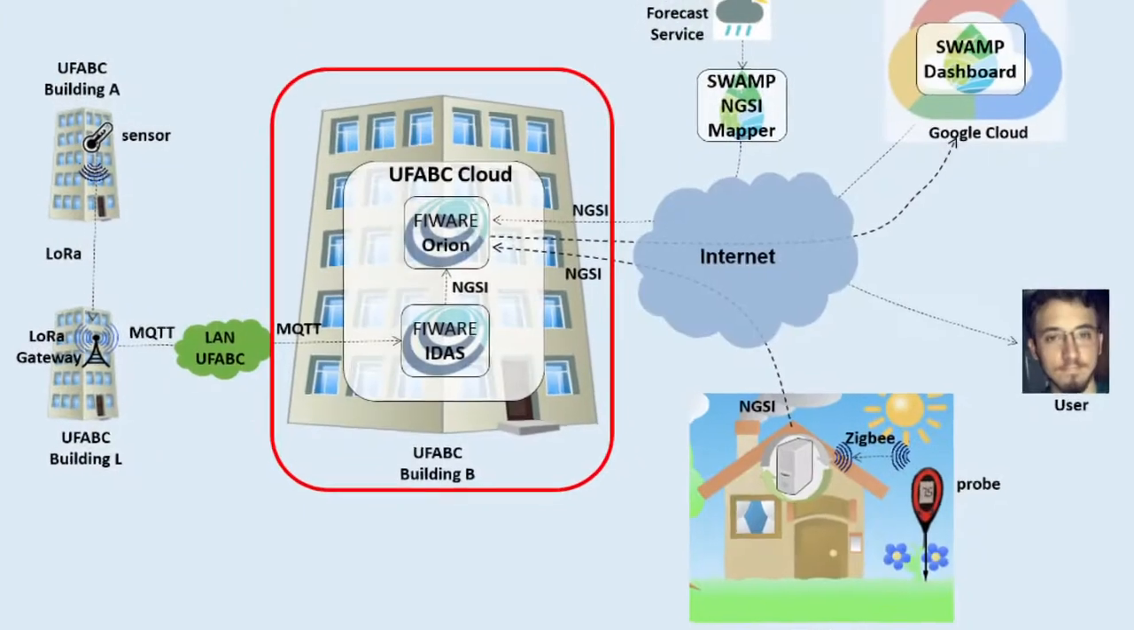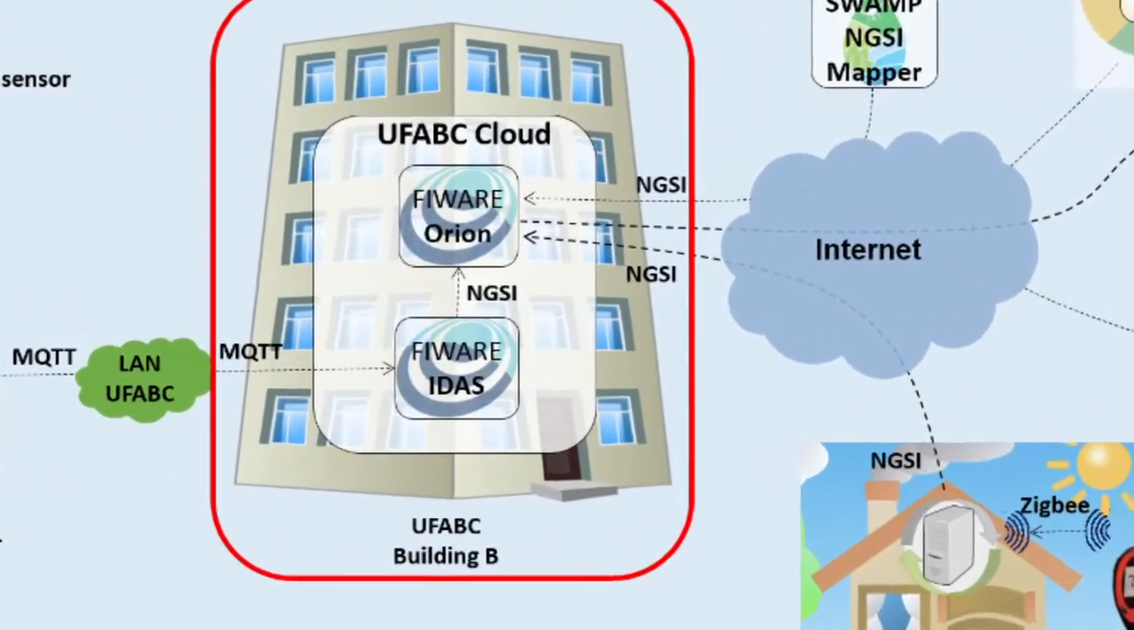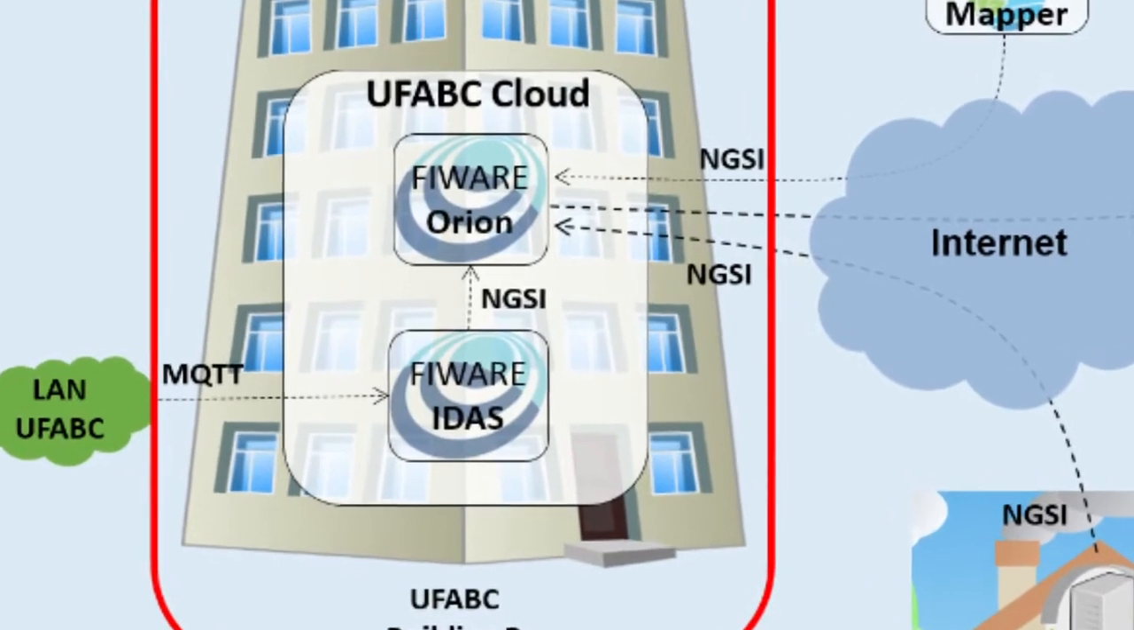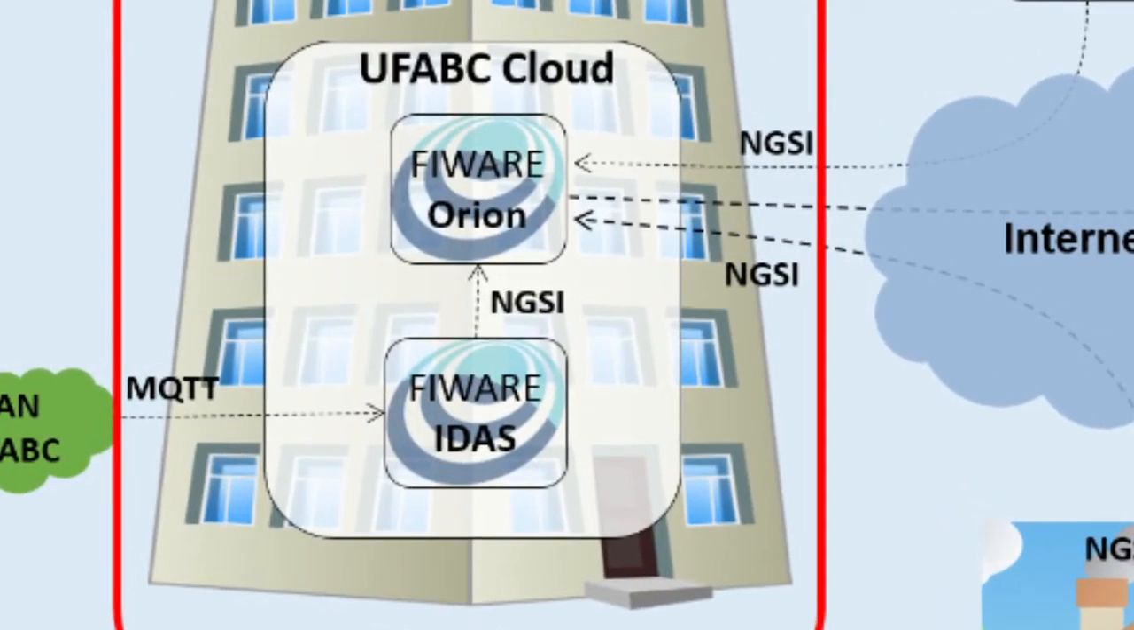As Jefferson said, the data is then sent to a FIWARE service that we're running in our cloud. Our cloud is an OpenStack-based platform, and the message is received by IDAS. IDAS is the FIWARE general enabler responsible for interacting with different IoT agents. IDAS can communicate with IoT agents using different IoT protocols such as MQTT, CoAP, and Sigfox.